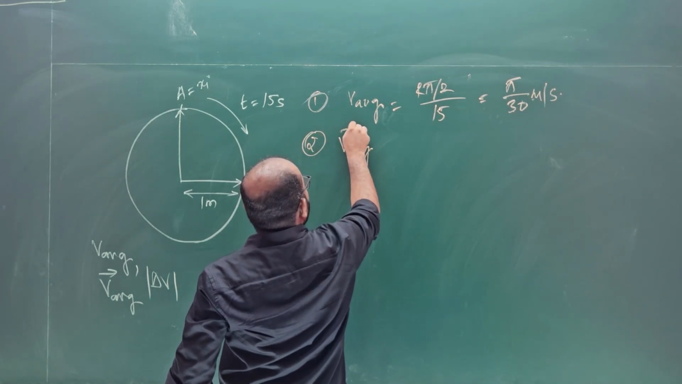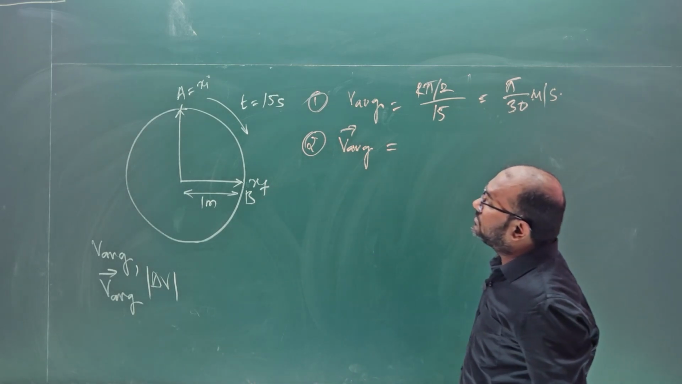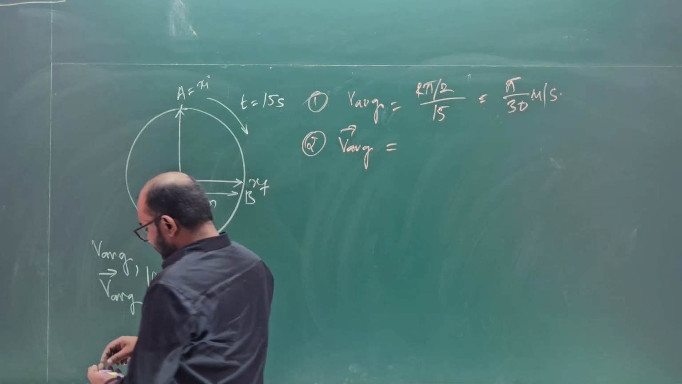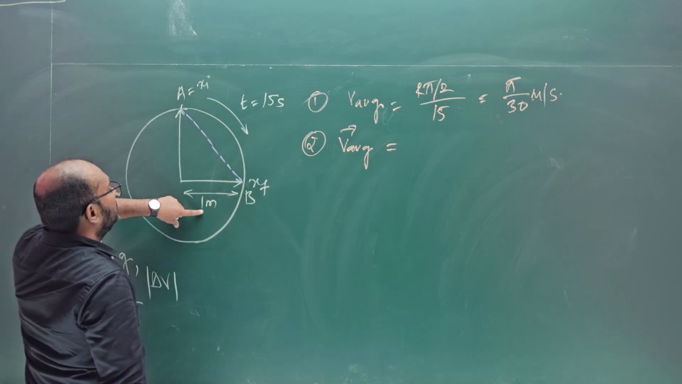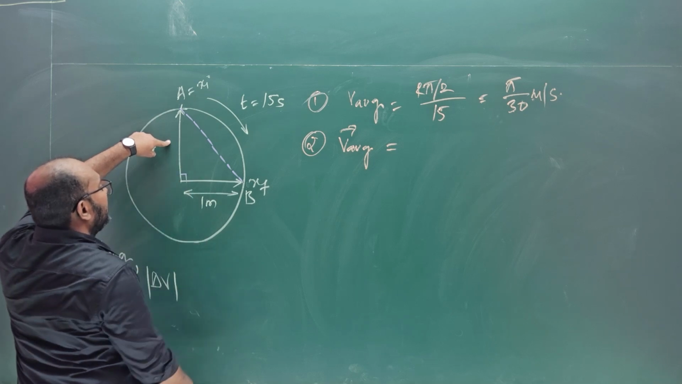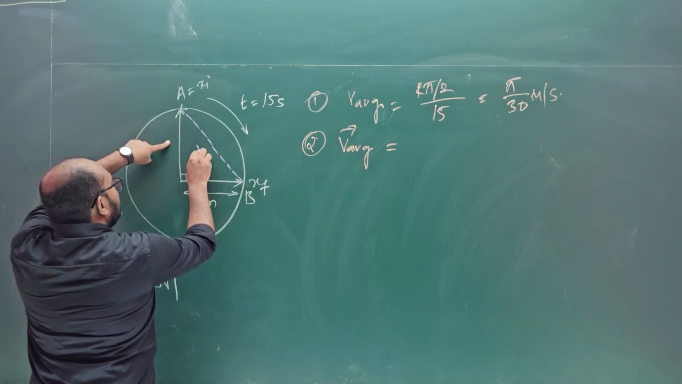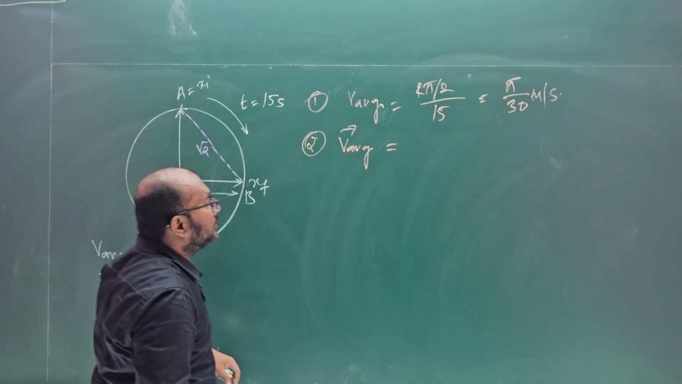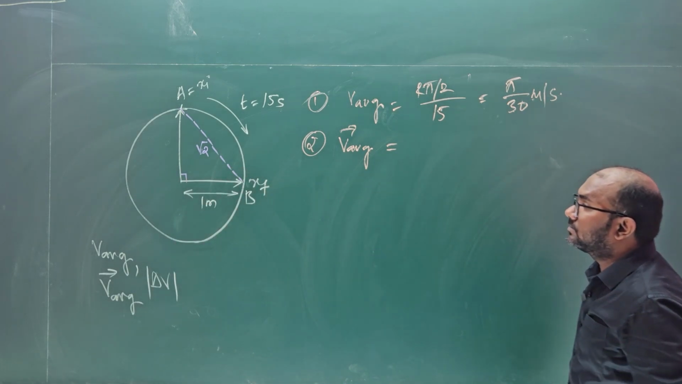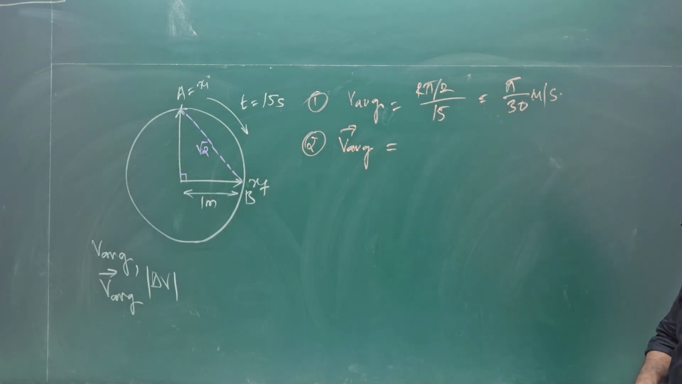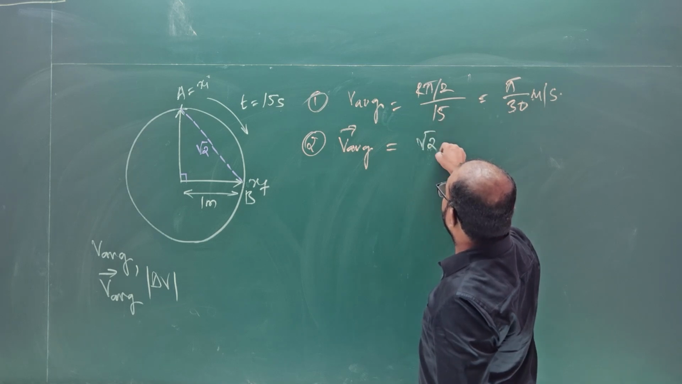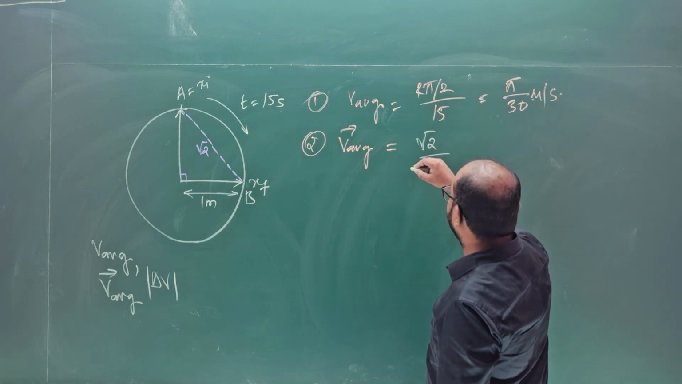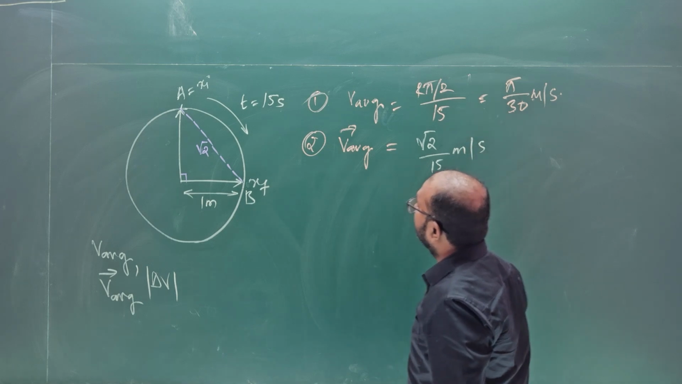Average velocity means final position minus initial position. This one is 1, this one is 1, this remains 90 degrees, so this becomes root 2. Yes or no? Now displacement is root 2, upon time 15, so root 2 upon 15 meter per second.